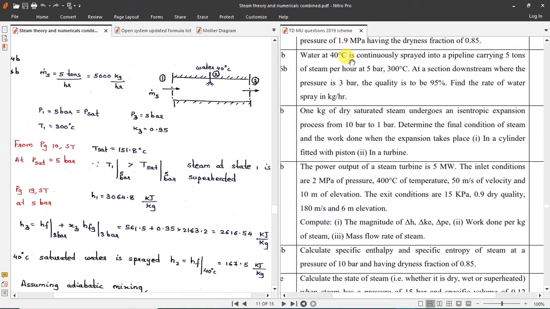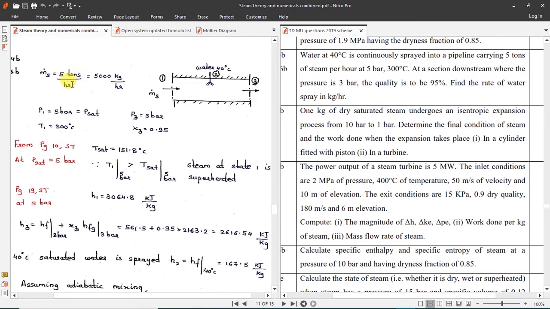Water at 40 degrees Celsius is continuously sprayed into a pipeline. So I have shown over here a pipeline, and you can see at point 2 water at 40 degrees Celsius is sprayed into a pipeline carrying 5 ton of steam per hour. So what is m dot s? Mass of steam. It is coming from point 1. It is 5 tons per hour.